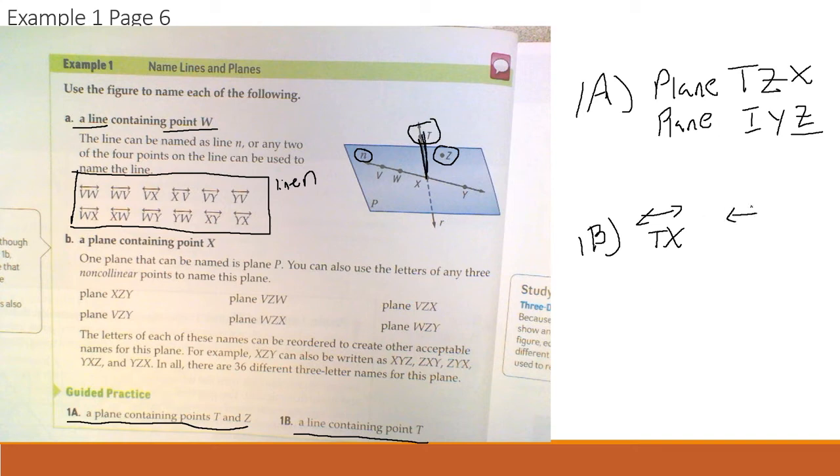You can say line TZ, although it's not shown. Technically speaking, there is a line that goes through T and Z. You could name that, because again, it's not shown, but we know by a rule.